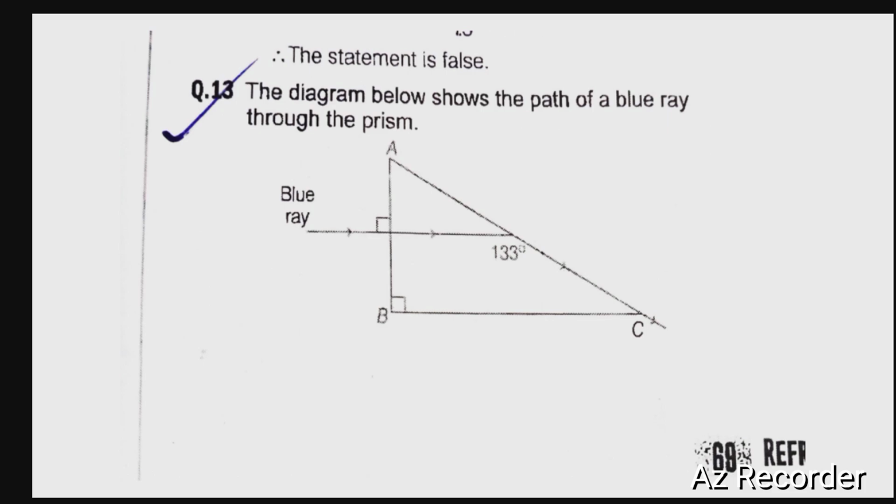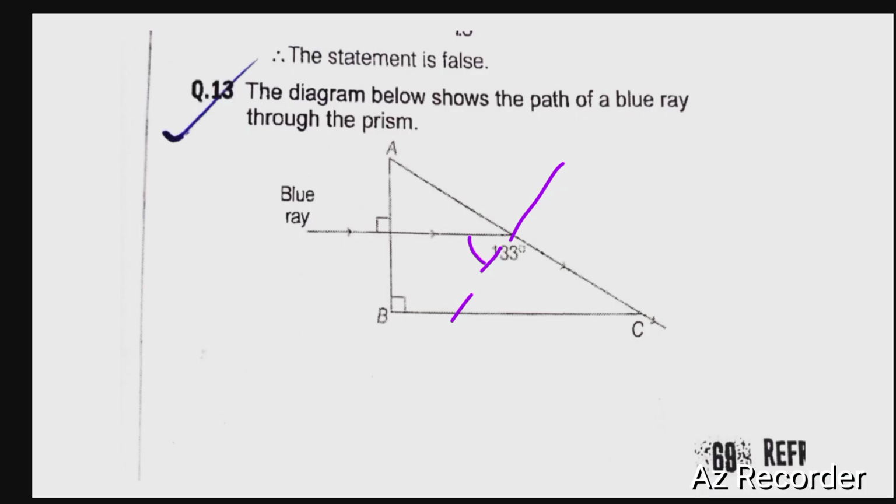Now we need to calculate the angle of prism. Here it is evident that this is 90 degrees. We have already found that the angle of incidence at the surface AC is, not 90, 43 degrees. It is found to be 43 degrees. So this angle is 43.